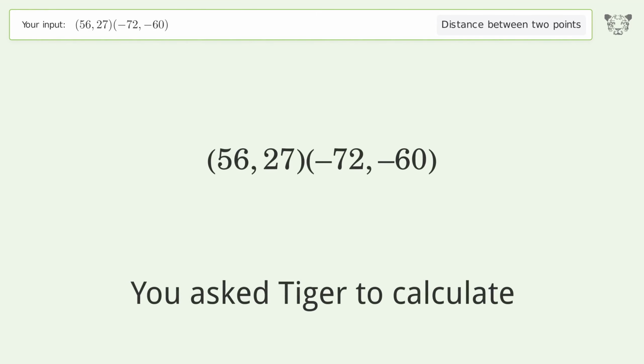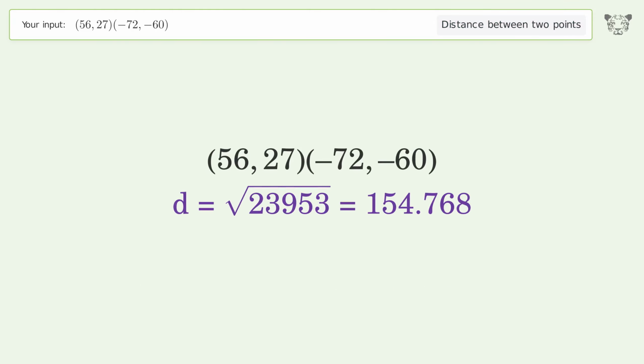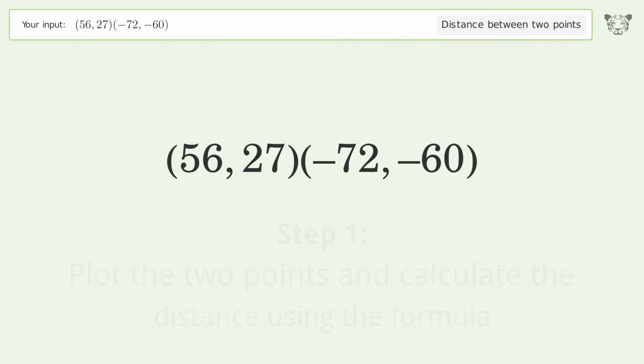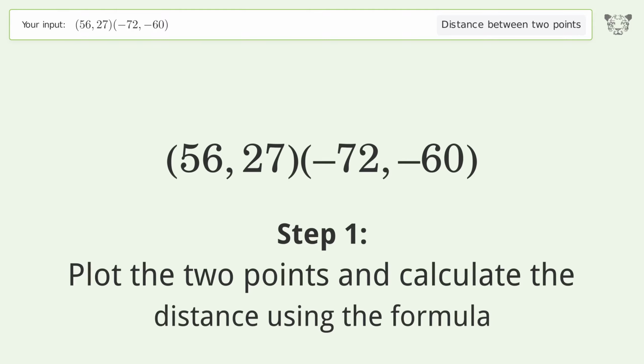You ask Tiger to calculate. This deals with the distance between 2 points. The distance between the 2 points is the square root of 23,953, or 154.768. Let's solve it step by step. Plot the 2 points and calculate the distance using the formula.